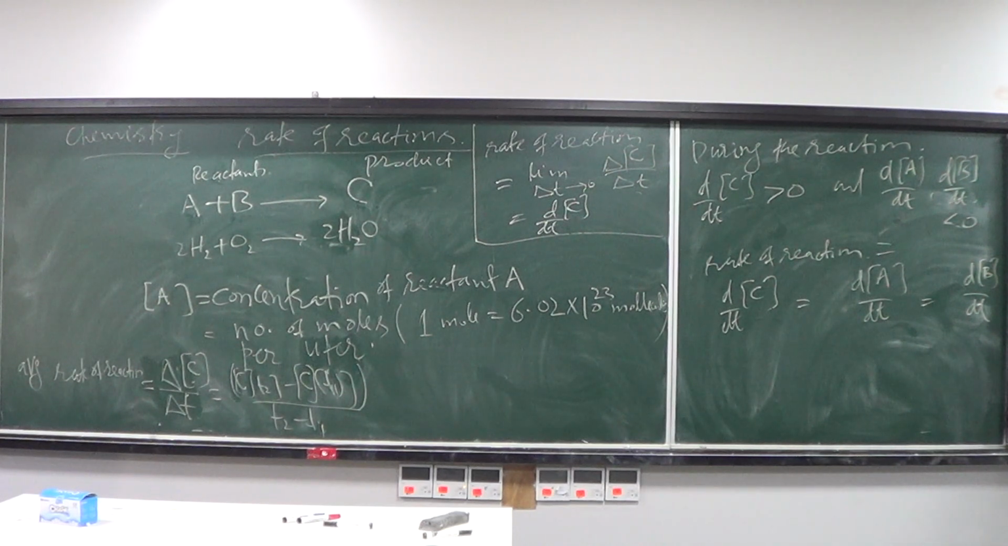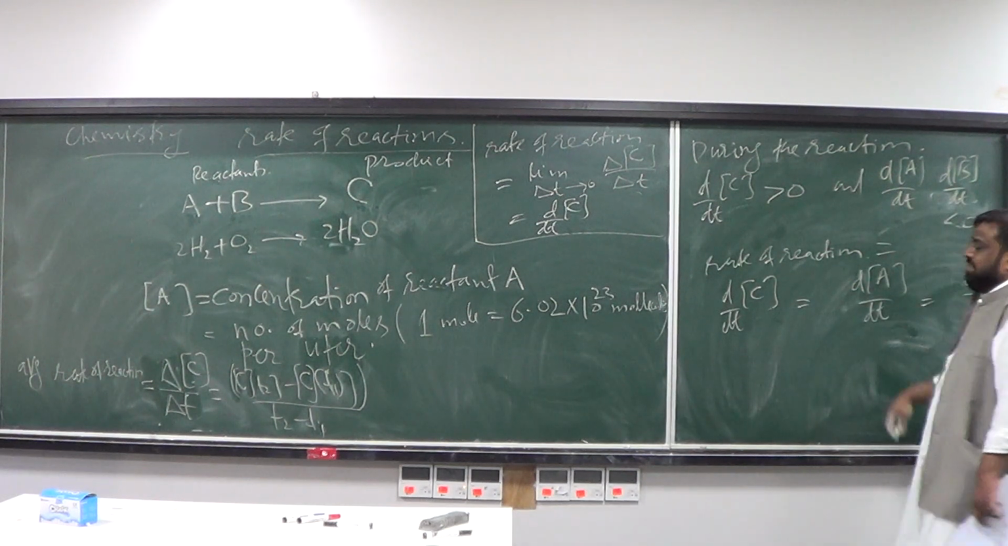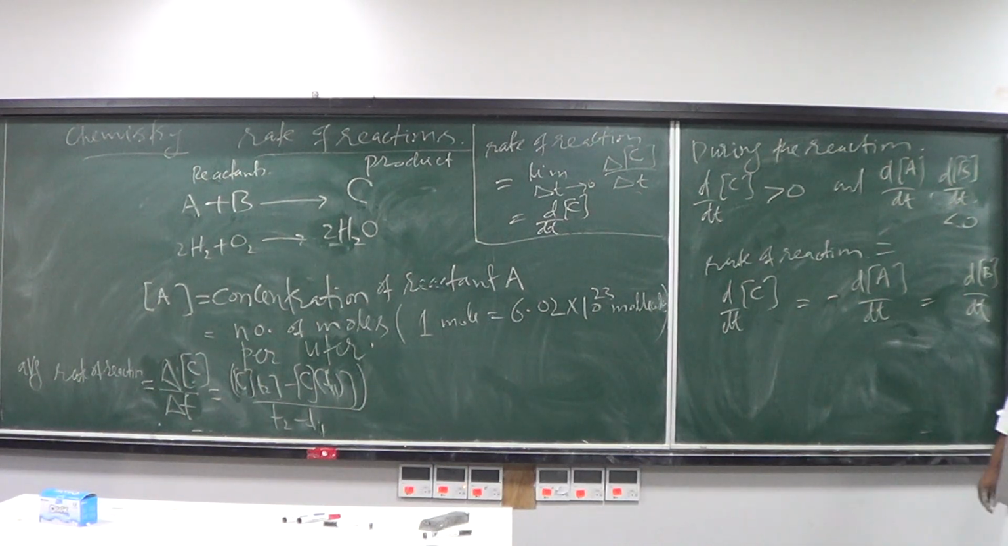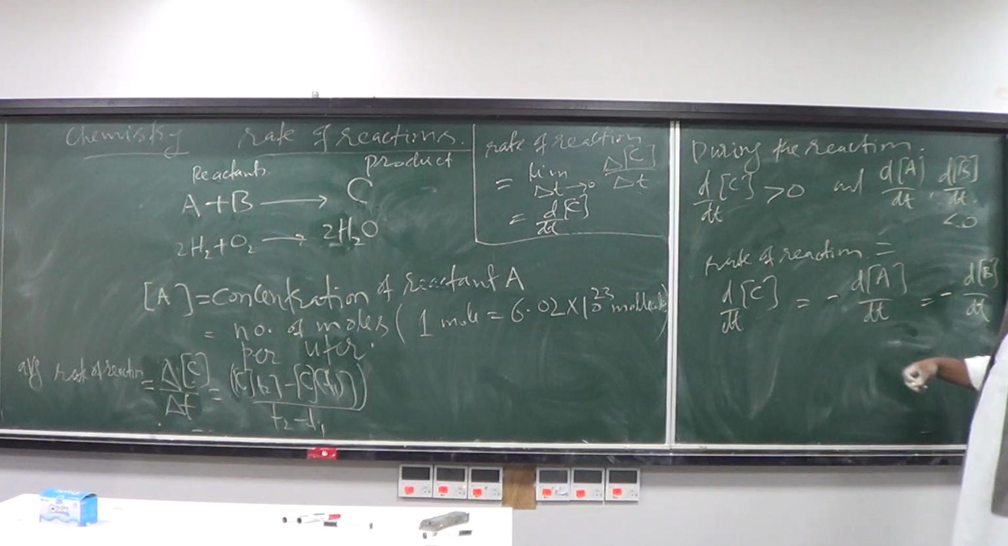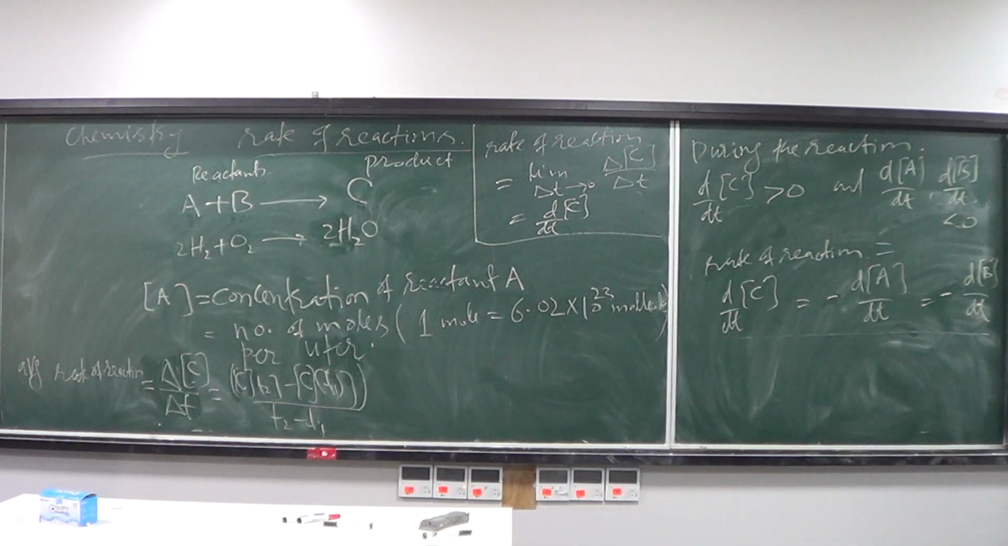But we have to be careful. One thing that is silly here is that this is a positive number while these two are negative numbers. So how can they be equal? So I need to put a minus here, and here. So this is already negative, multiplied by minus is going to give you the positive number dC by dt. So this is really the formula for the rate of reaction for this reaction.